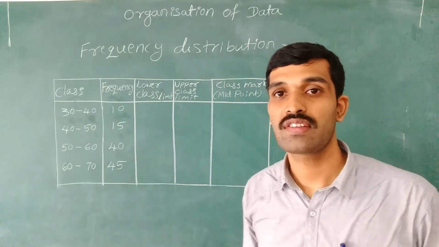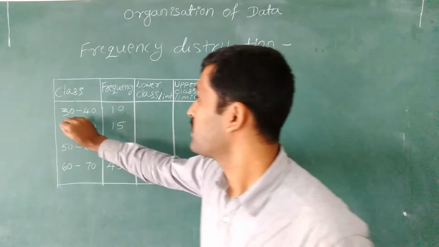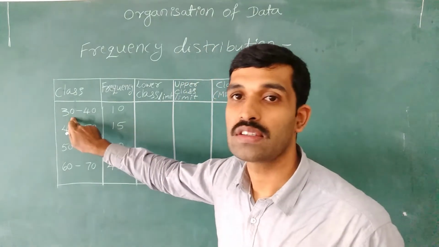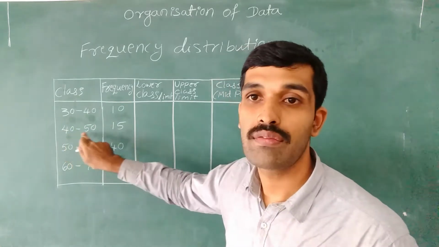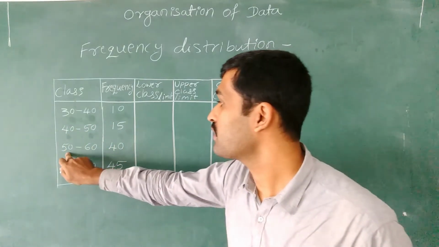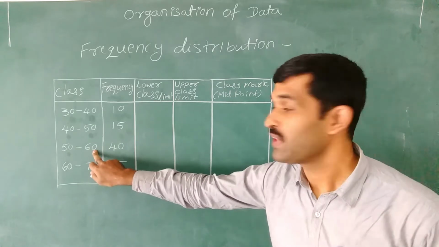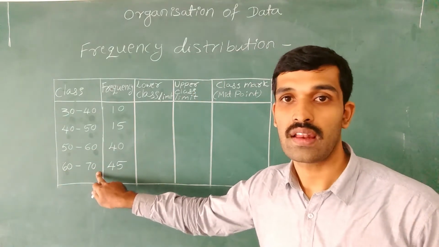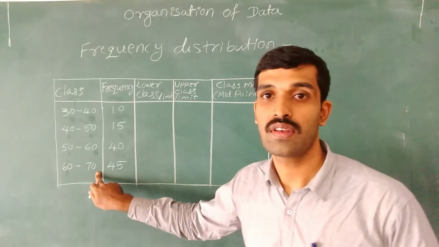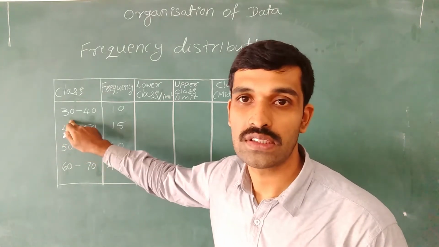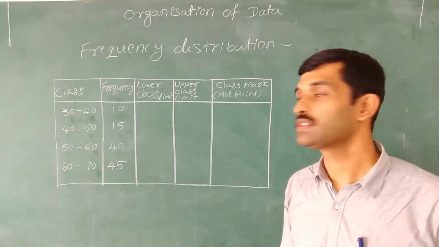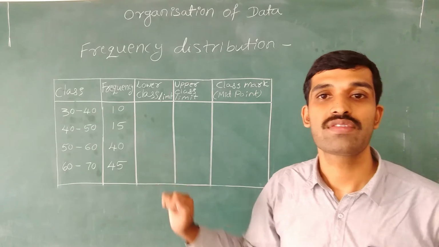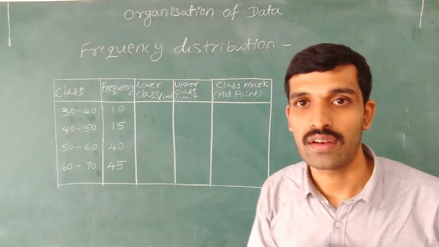Here, what is class limit? Here 30 and 40 are the class limits. Here 40 and 50 are the class limits. Here 50 and 60 are the class limits. 60 and 70 are the class limits. It means two ends of the class is class limit. Which one is upper limit and which one is lower limit, that we need to identify now.